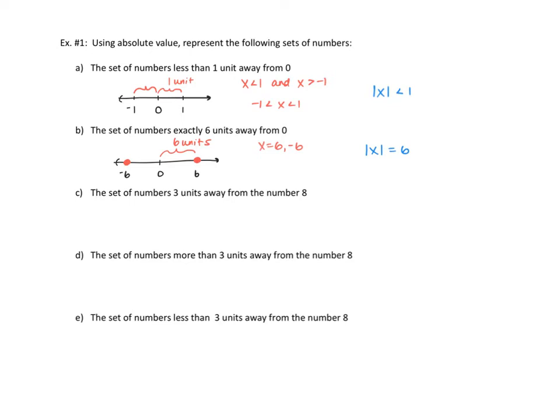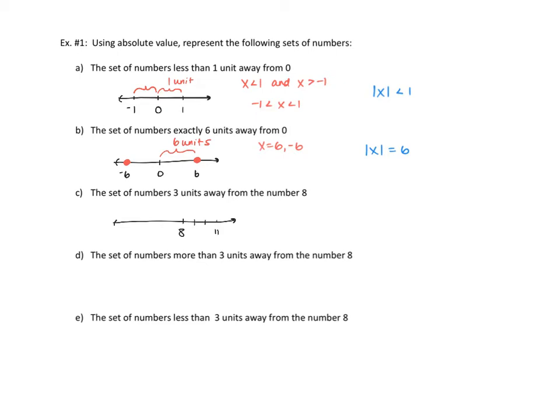So now instead of thinking about a distance from 0, what if we shift things on our number line a little bit? What if we think about the set of numbers that are 3 units away from the number 8? So let's start with a picture. So think about 8 on your number line. So 3 units away from 8, we could go 3 units to the right, and from 8 we'll go to 9, 10, 11.